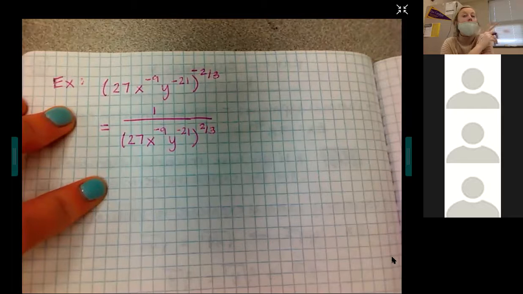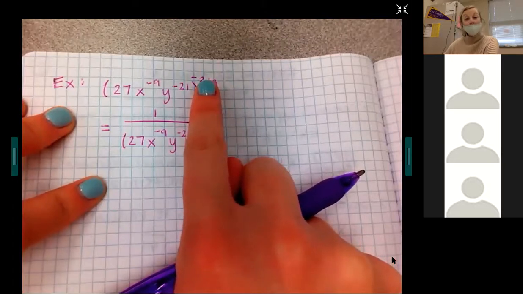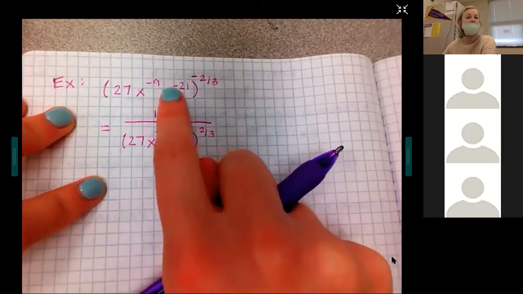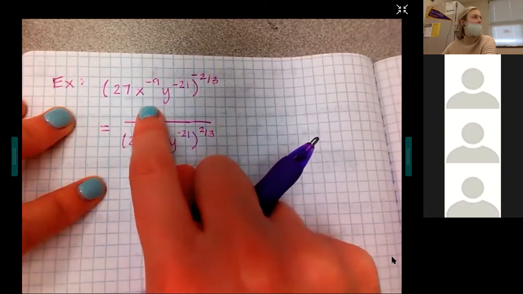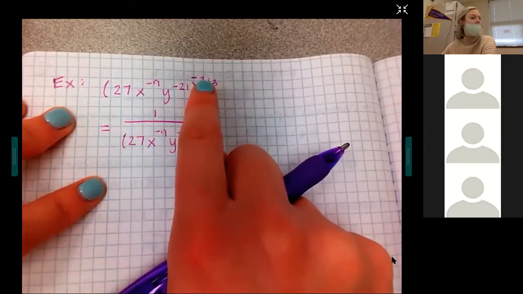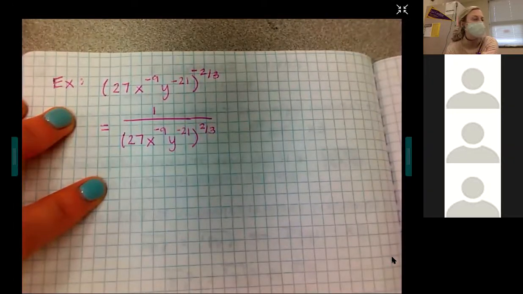Okay, hang on. You can flip the whole thing because it's all in parentheses to a negative exponent, or you can distribute it first. But you can't just put the 9 and the 21 in the denominator, the x and the y, because then you still have a negative out here. So either way, it's going to get a little messy, okay?